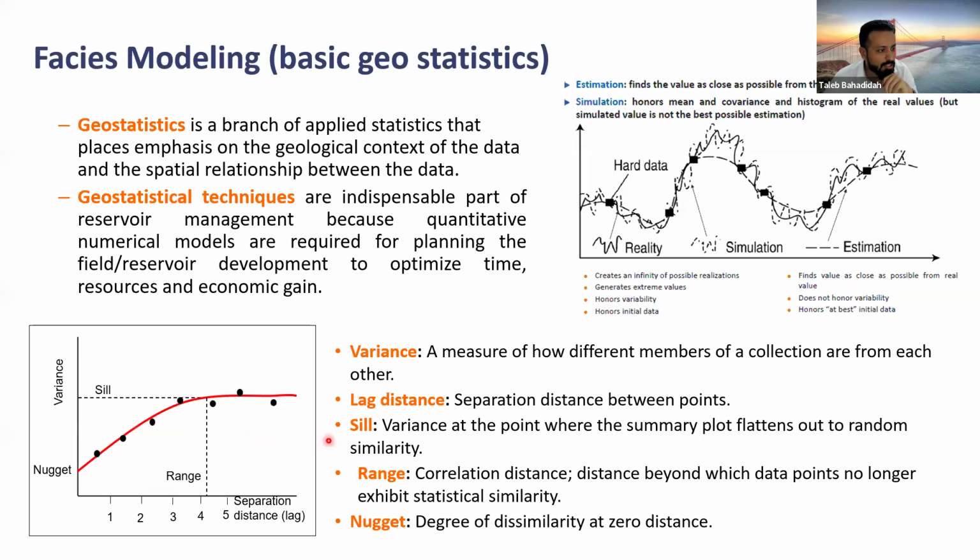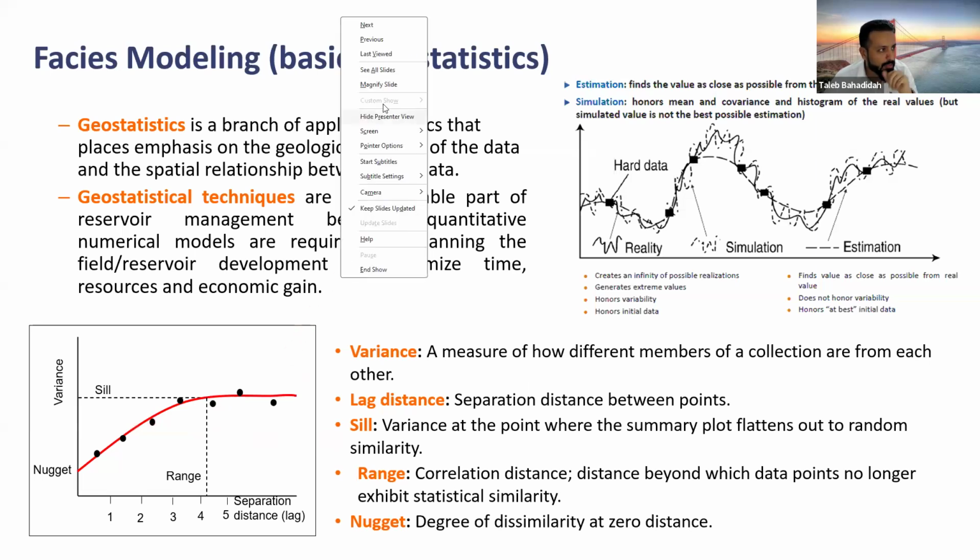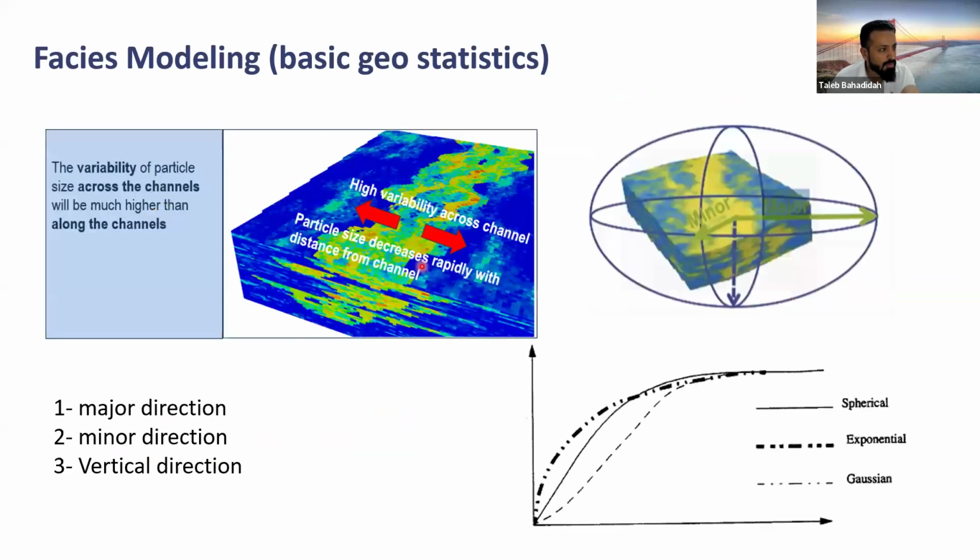So if you have a big range, that means you have more relation. And then, as I mentioned here, this is the big range, mainly with the major direction of the histogram. And we have more similarity, meaning that you increase the range, yes.